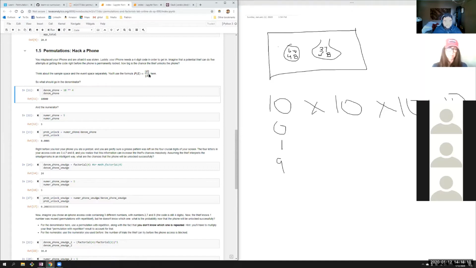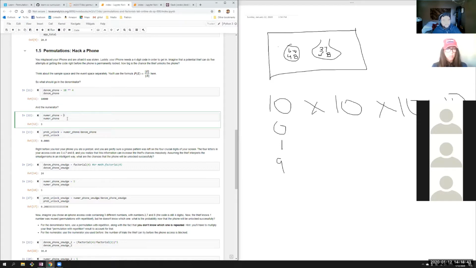So now let's look at the event space, and that's the numerator. And the numerator is 5. The reason the numerator is 5 is because there's only 5 outcomes, right? He can try 5 of those 10,000 combinations and unlock it. That's the event. So the event space is that he's able to unlock the phone, and he can do 5 tries before he can try any further outcomes.